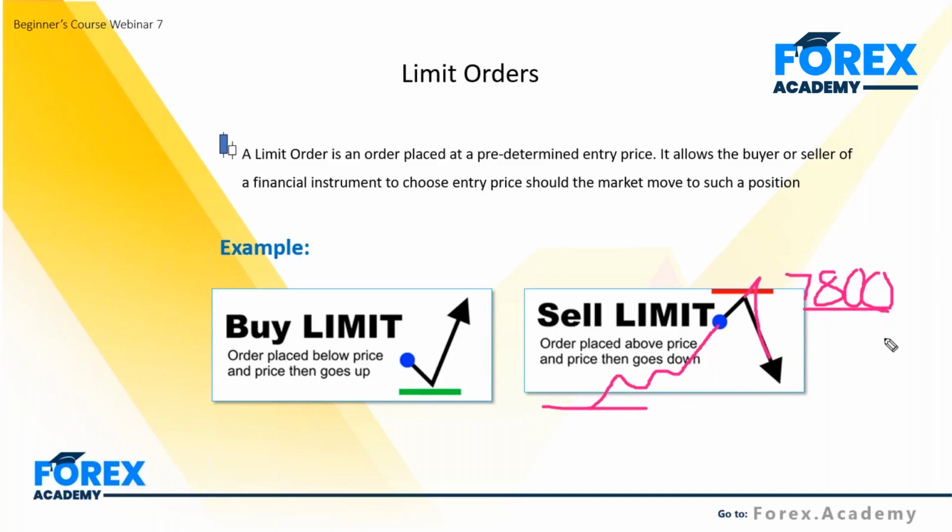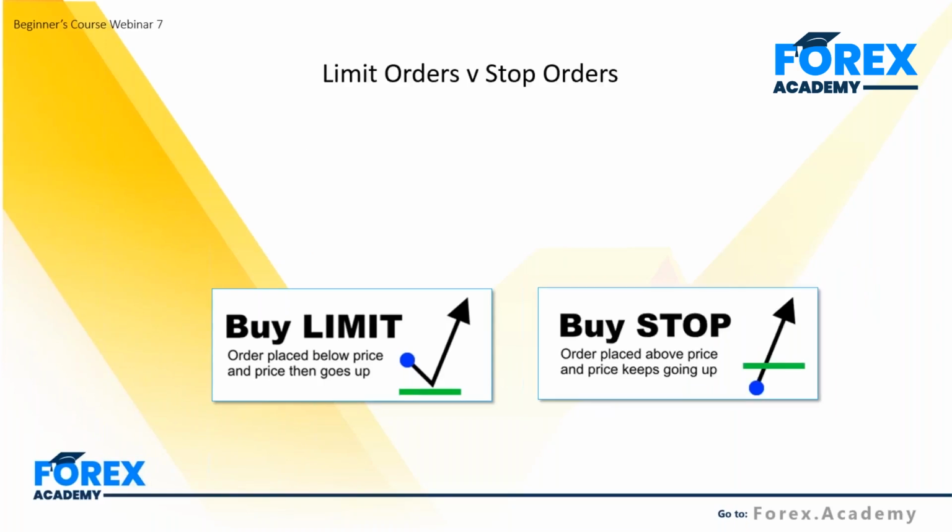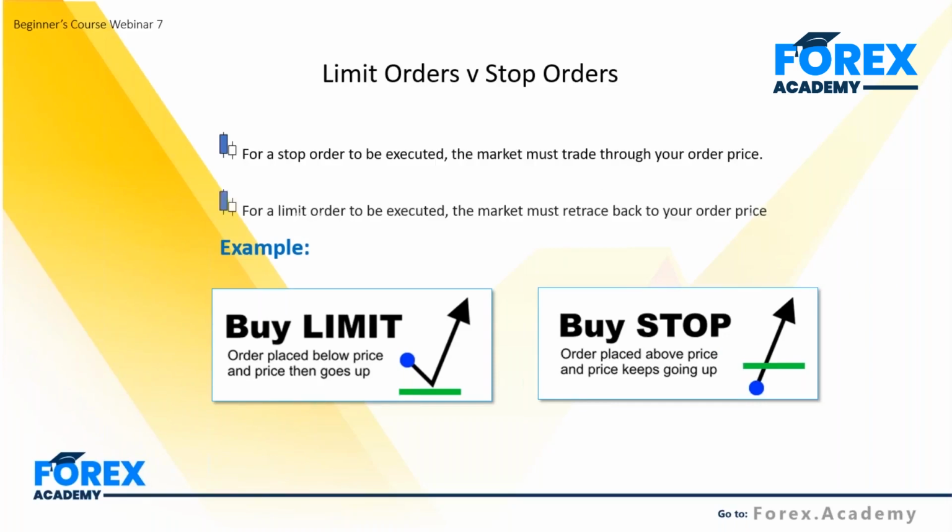For a limit order to be executed, the market must retrace back to your order price. Can anyone think of the key word that really distinguishes these two orders? I'll give you a clue. For a limit order to be executed, the market must retrace back to the order price. So we know that it's retracing, the market's moving back to a certain level. For a stop order to be executed, the market must trade through your order price.